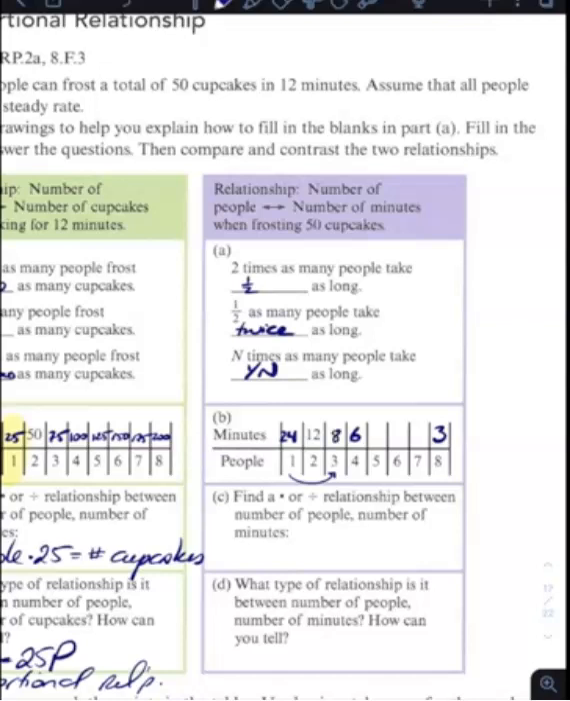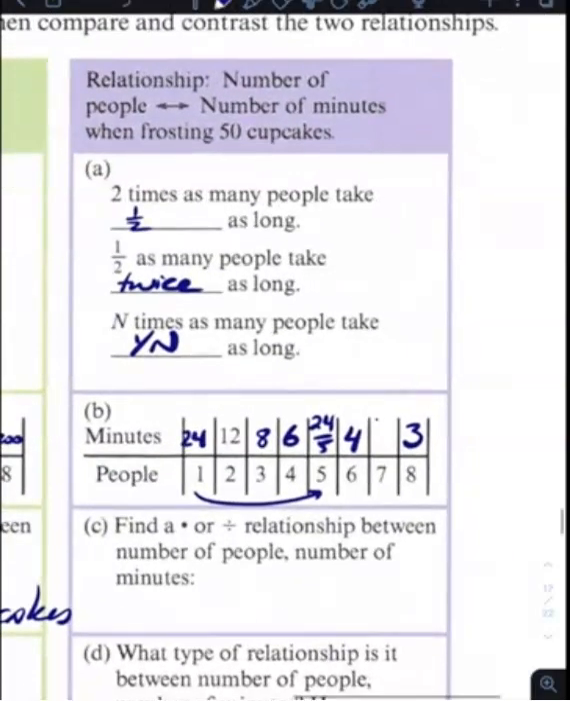What if we now double the number of minutes? What are we going to get? Half. What if we have our 1 person, but now we have 5 times the number of people? Wouldn't it take 24/5 of that time? And if we had 7 people, wouldn't it be 24/7?